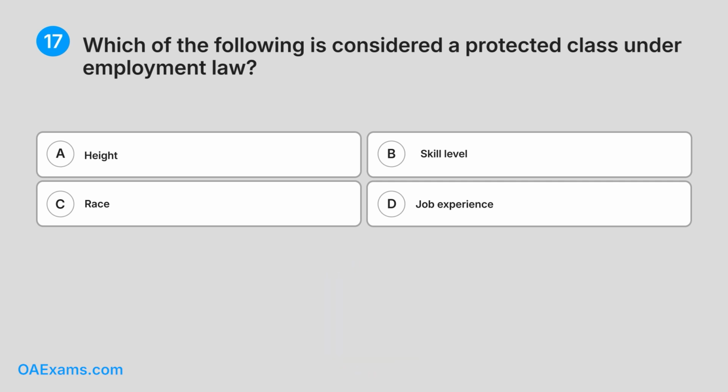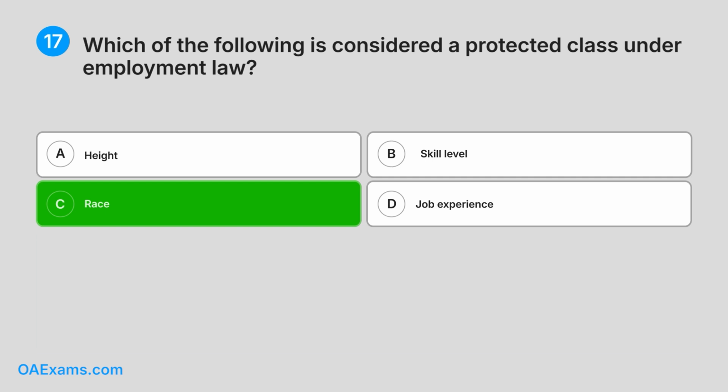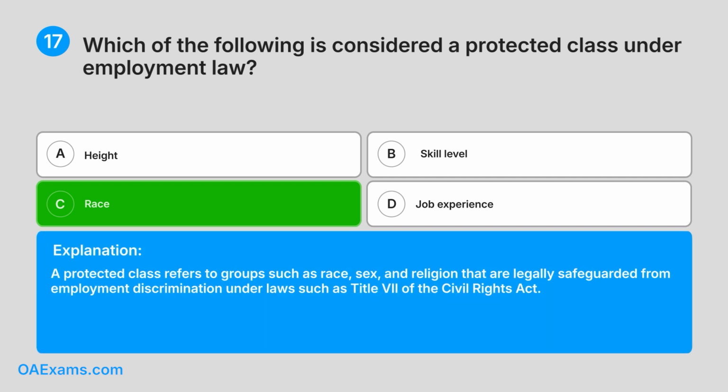Correct answer. C. Race. Explanation. A protected class refers to groups such as race, sex, and religion that are legally safeguarded from employment discrimination under laws such as Title VII of the Civil Rights Act.